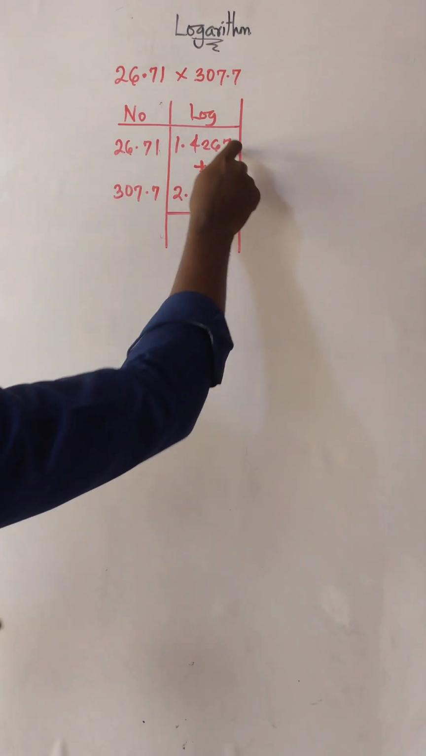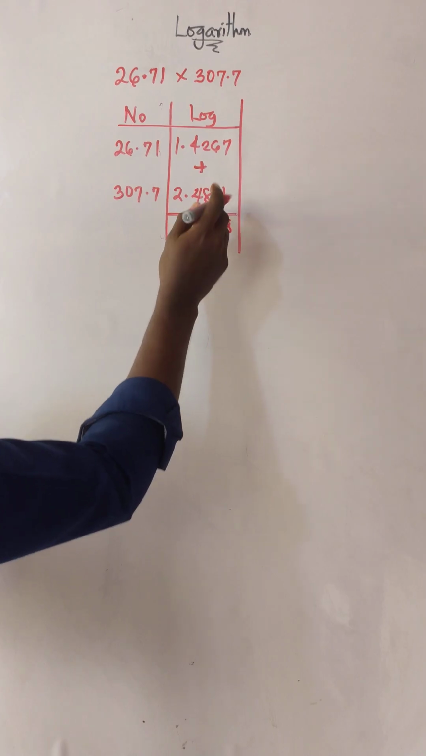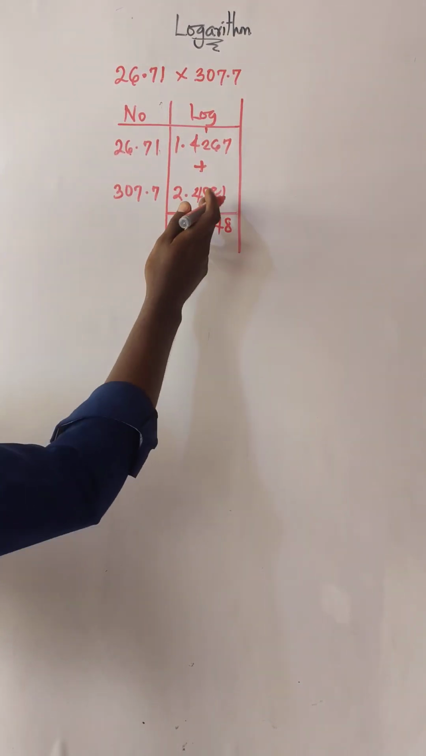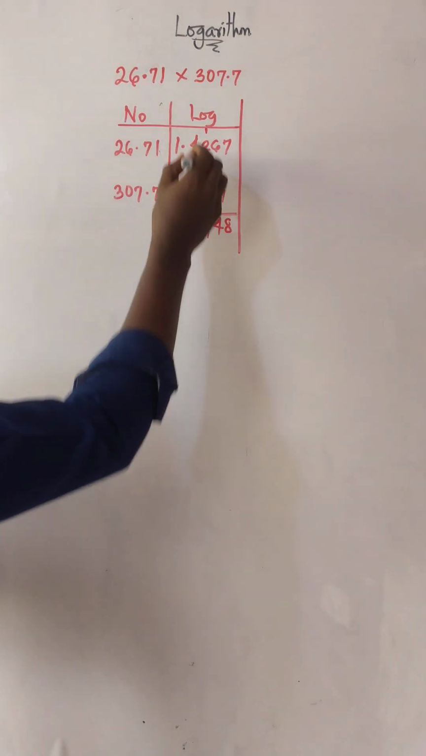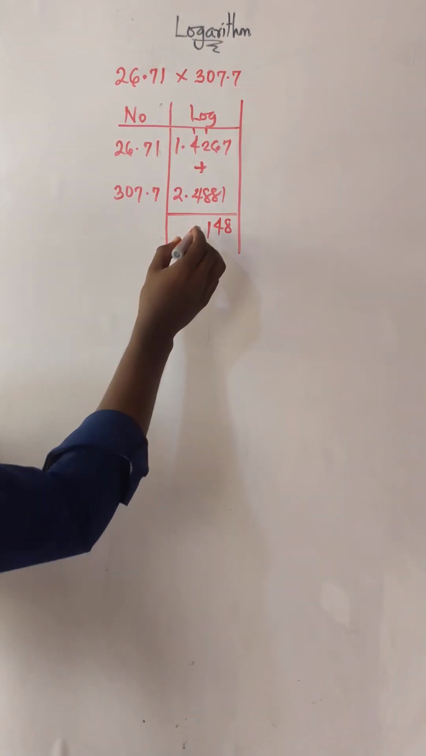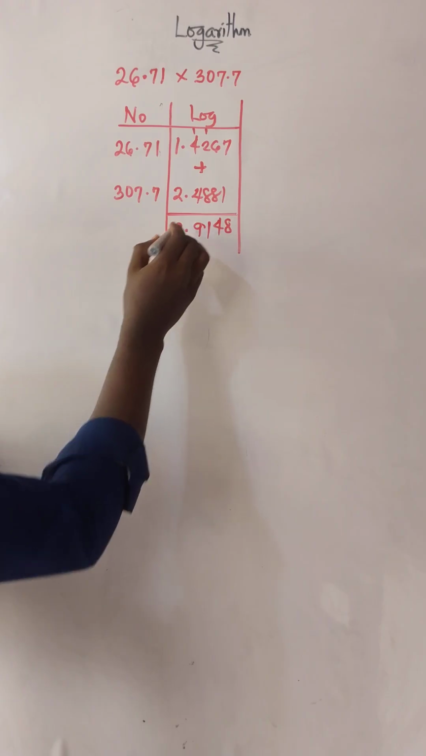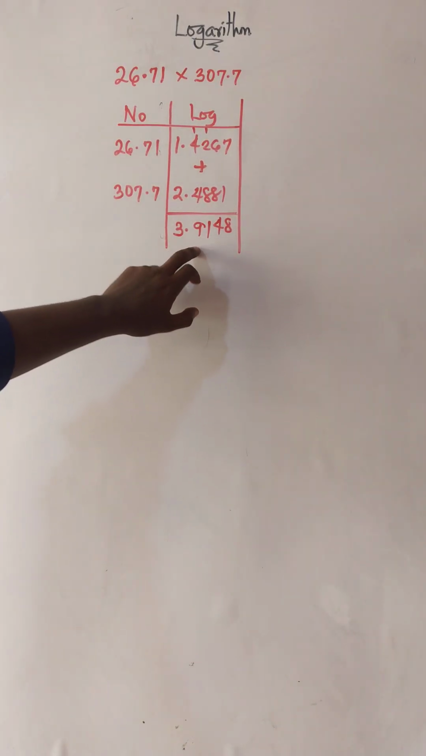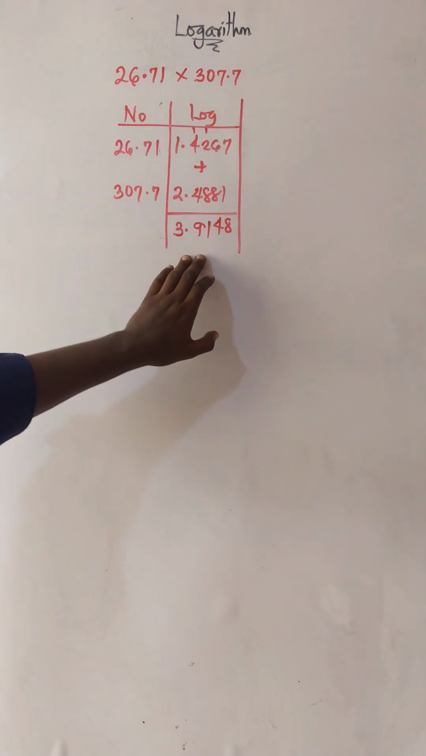So 1 plus 7, 8. 8 plus 6, 14. 1 plus 2, 3 plus 8, 11. 1 plus 4, 5 plus 4, 9. That's 3.9148. So this represents the product of this number in log form.